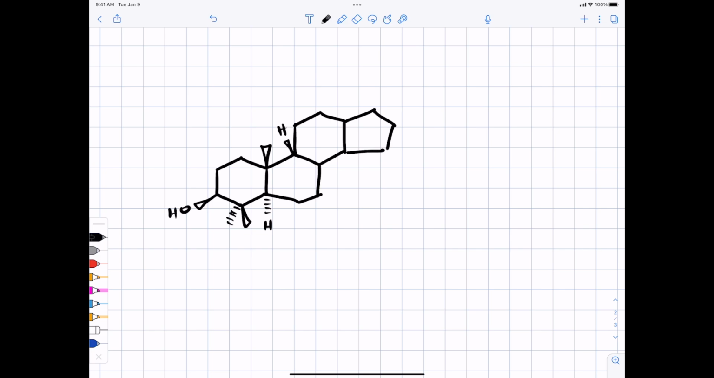Are you feeling nauseous yet? Okay, yeah, make sure you memorize that. Which of the following is cholesterol? This isn't even it, so.